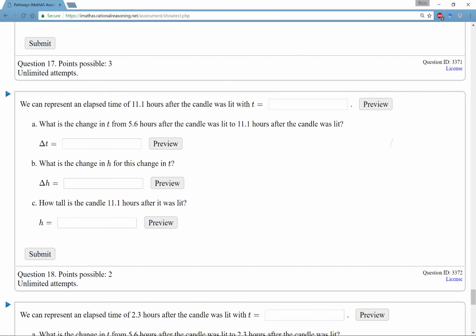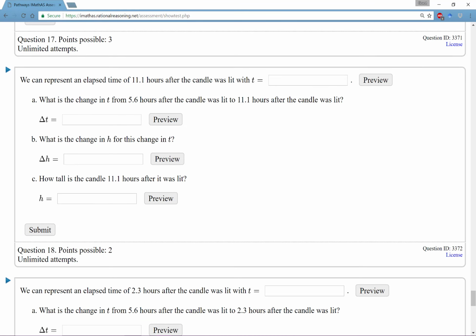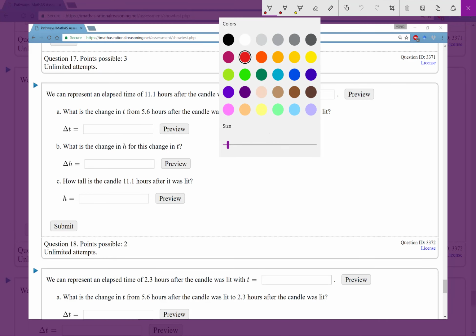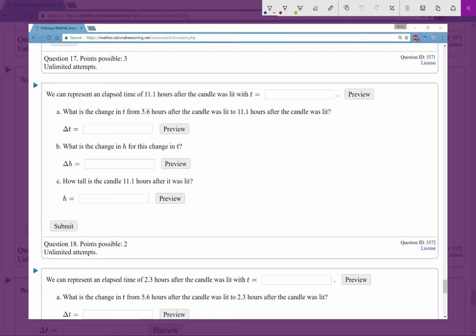Now, what we can do is we can actually decide how tall the candle is some number of hours after it was lit. So, for example, we'll look at this first question. So, 11.1 hours after the candle was lit, we'll decide how tall the candle is, or what the height of the candle is. And 11.1 hours after it was lit, T is equal to 11.1.